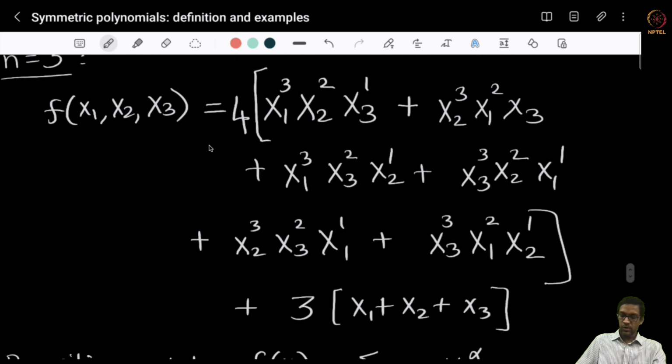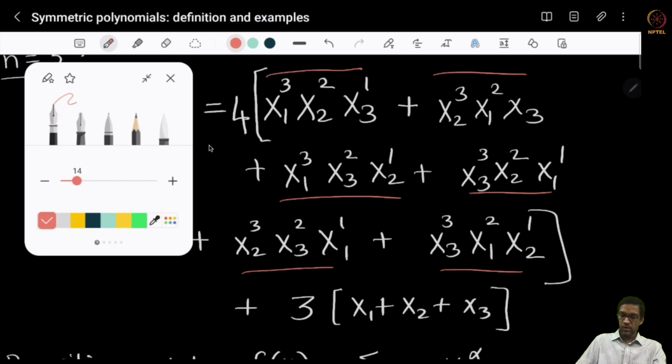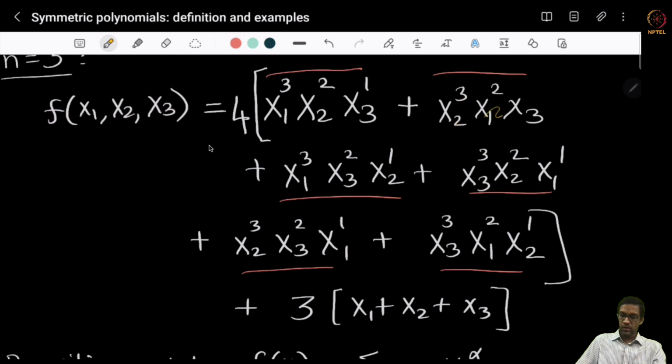So what did we have? If you looked at all these monomials here, these 6 monomials, they correspond to permuting the alphas. Why is it a permutation of the alphas? If you look at this term here, x2 cubed, x1 squared, x3, you can rewrite it as follows. Let me rewrite this particular term. This term is the same as, reading it in the correct order, x1 followed by x2 followed by x3.